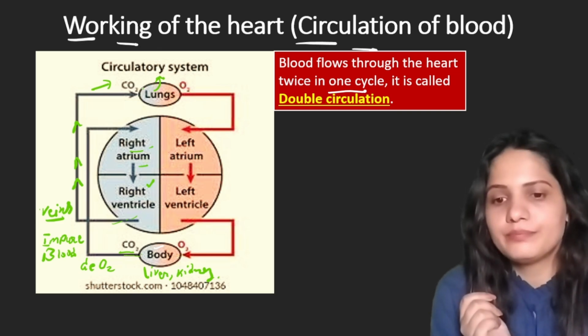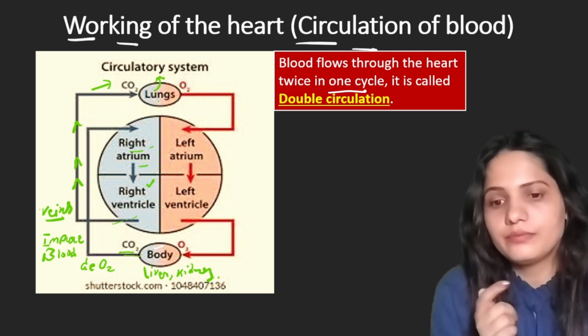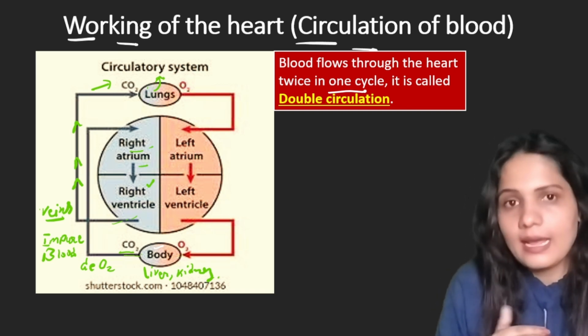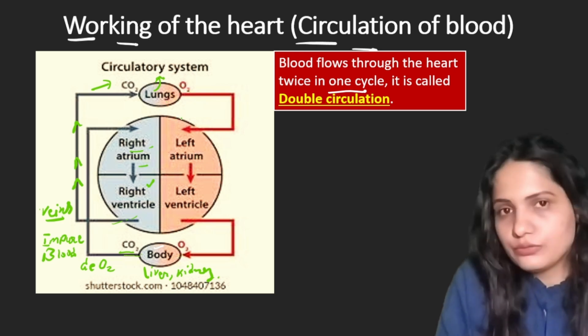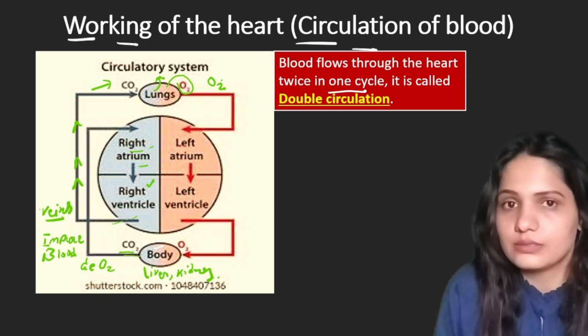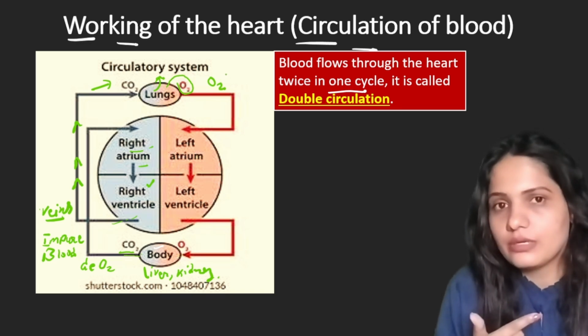So here we bring deoxygenated, CO2-containing blood to the lungs, and what will the lungs do? They will take out CO2 from the blood and then add oxygen into the blood. As the oxygen is added into the blood, the blood becomes oxygenated blood containing a higher level of O2. Blood which contains a higher level of oxygen, what will we say?